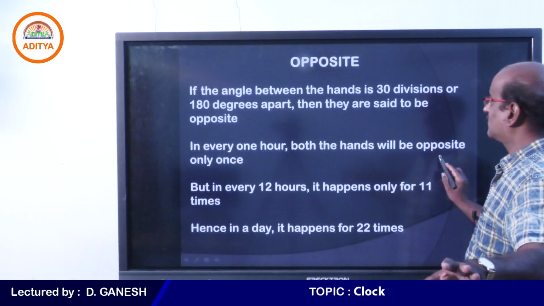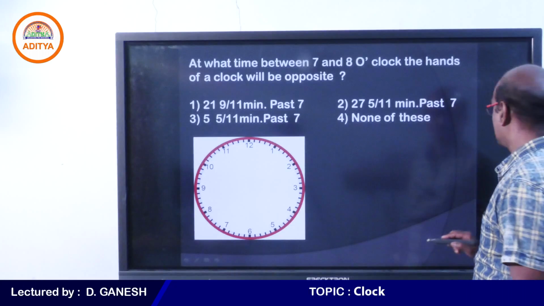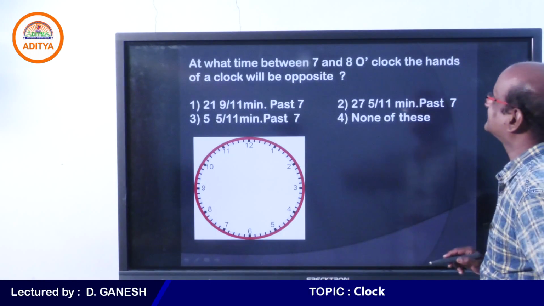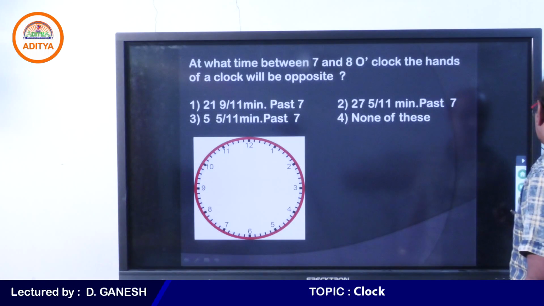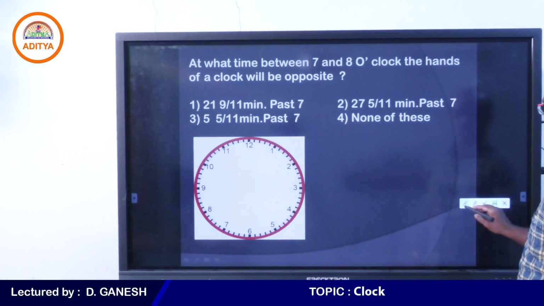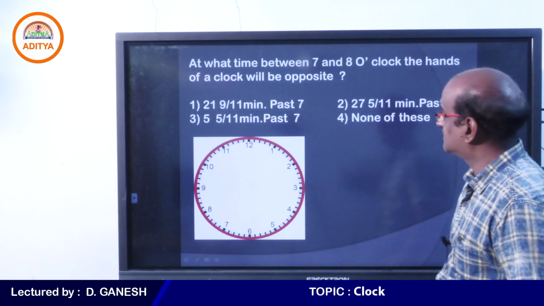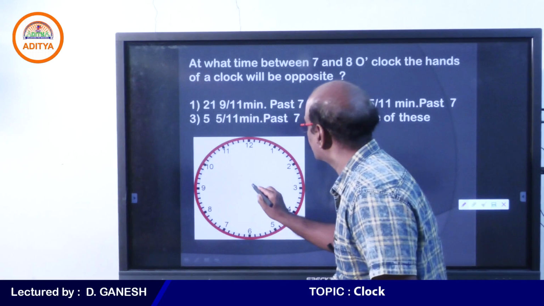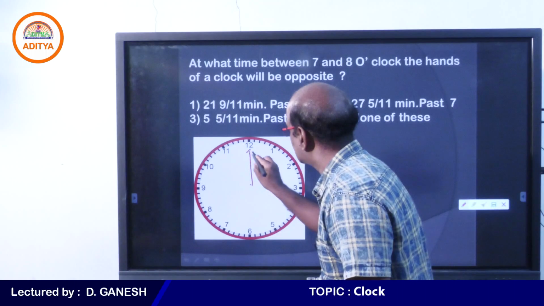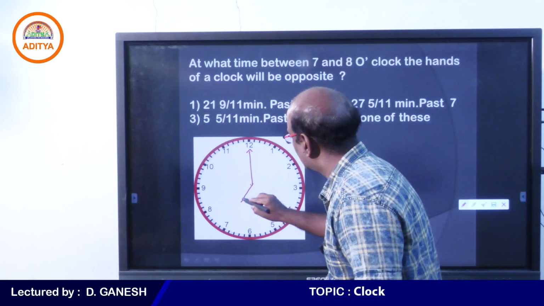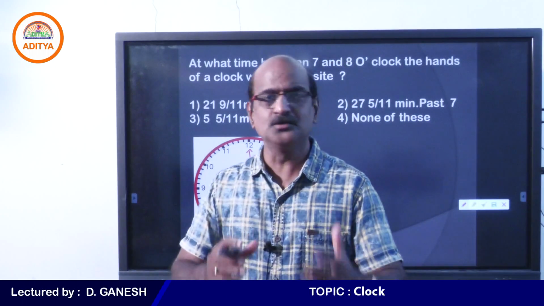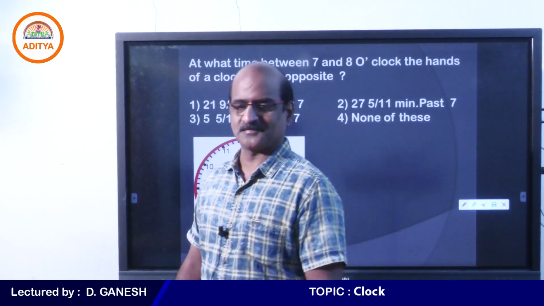So opposite you already noted down. Now here is the question you have to answer. Between 7 and 8 o'clock. The time is 7. 7 means the minute hand is exactly on 12, and the hour hand is exactly on 7. You can respond to this question, I am sure. Come on.